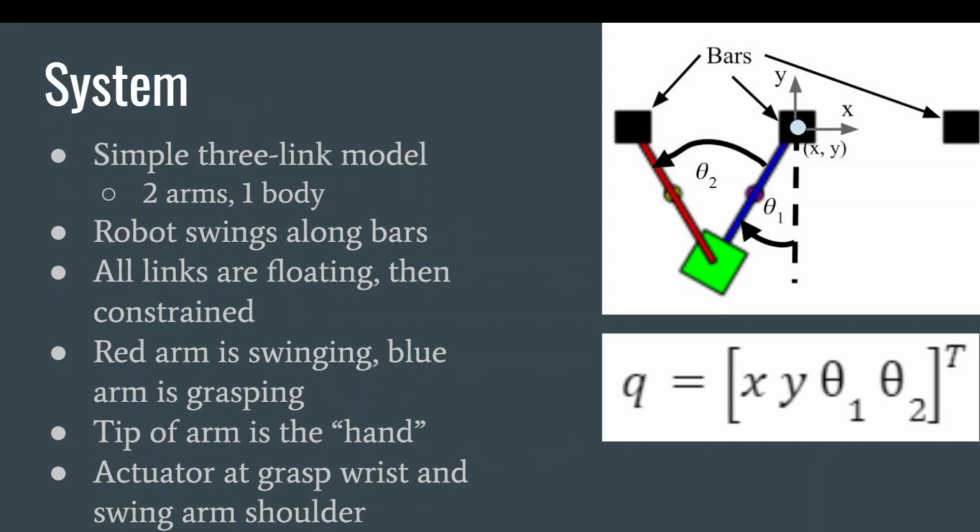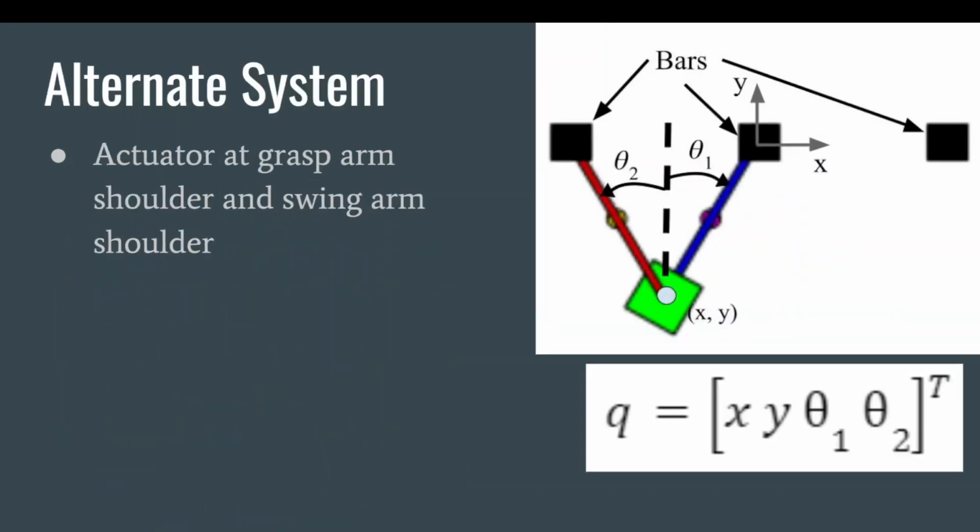Our system is a 3-link model with 2 arms and 1 body, and the robot swings along bars. In this configuration, there is an actuator at the grasp wrist and an actuator at the swing arm shoulder. In this other system that we considered, the actuators are at the swing arm shoulder and the grasp arm shoulder.